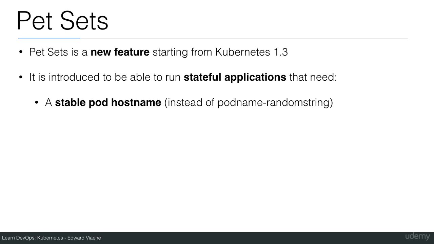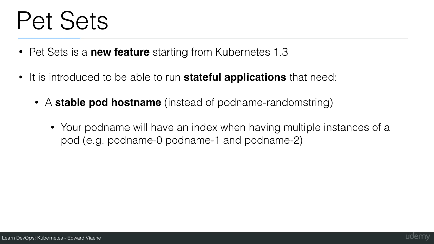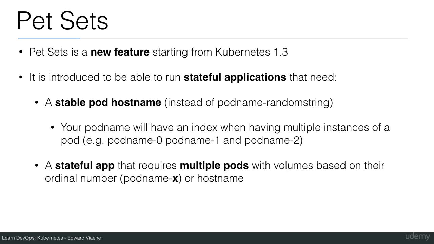What we've used up till now is whenever we used a deployment or replica set, then there was some degree of randomness in our pod name. Your pod name will have an index when having multiple instances of a pod, instead of that random string. For instance, pod name -0, pod name -1 and pod name -2.